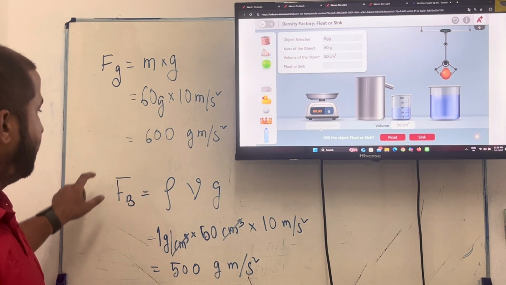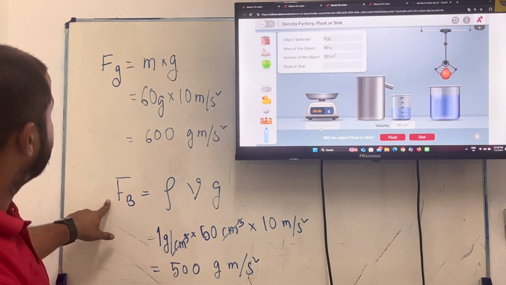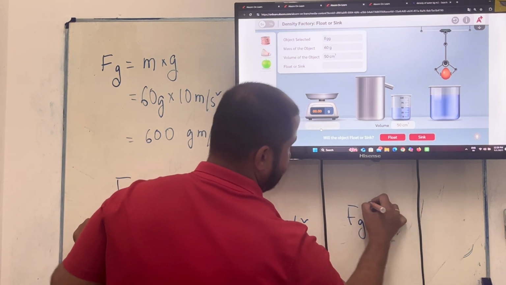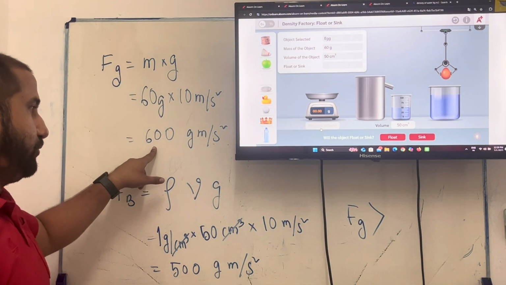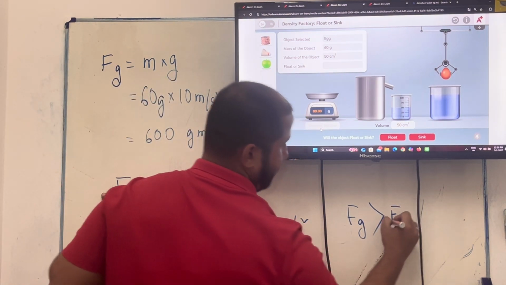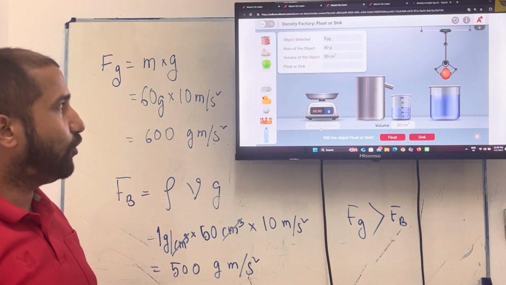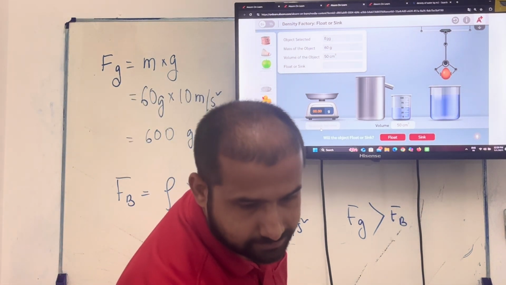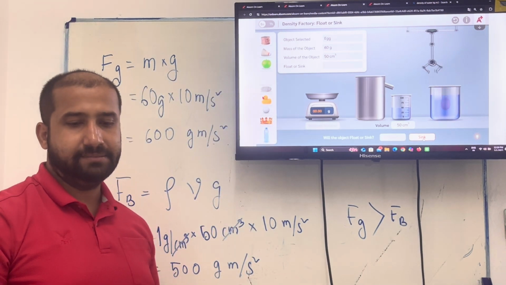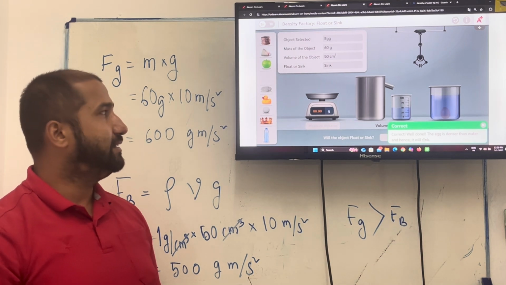Now what do we see from both the equations? As we can see, the force due to gravity or weight of the object, 600 gram, is bigger than the force due to buoyancy, the upward force. So what will happen? The object will float or it will sink. According to the equation, it will sink. Let's see. Correct. So it will sink.